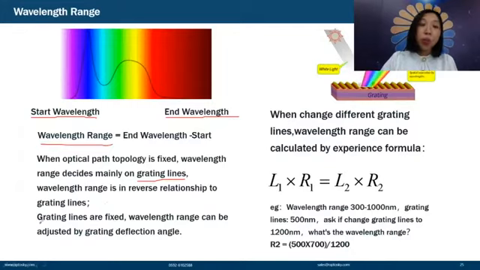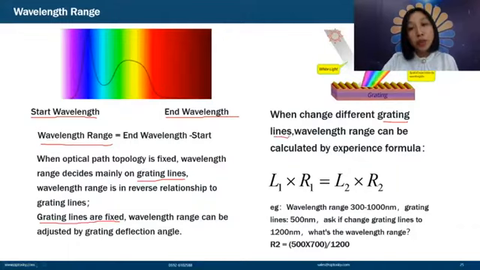And when the grating lines are fixed, the wavelength range can be adjusted by adjusting the grating bias angle, so that we can move the whole wavelength range to the left or to the right. But the total wavelength range is fixed; it can just move left and right. Take an example, when we change to different grating lines.